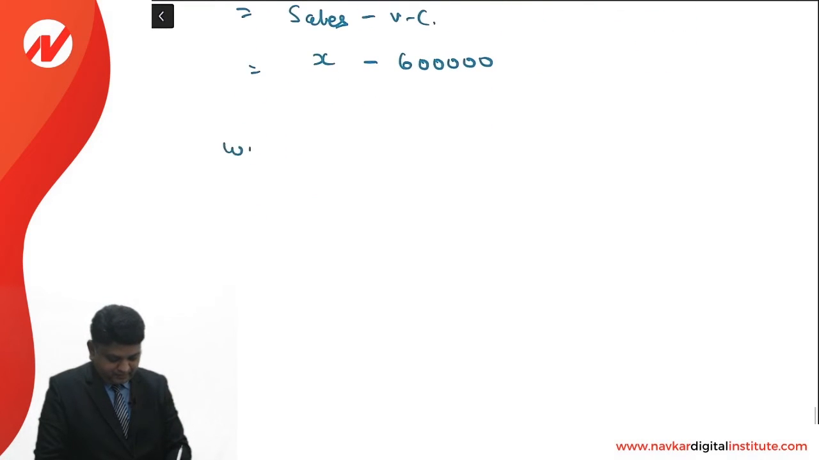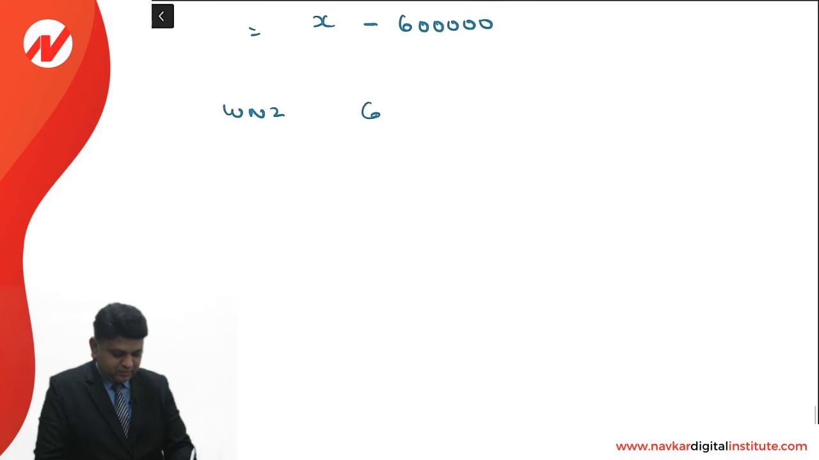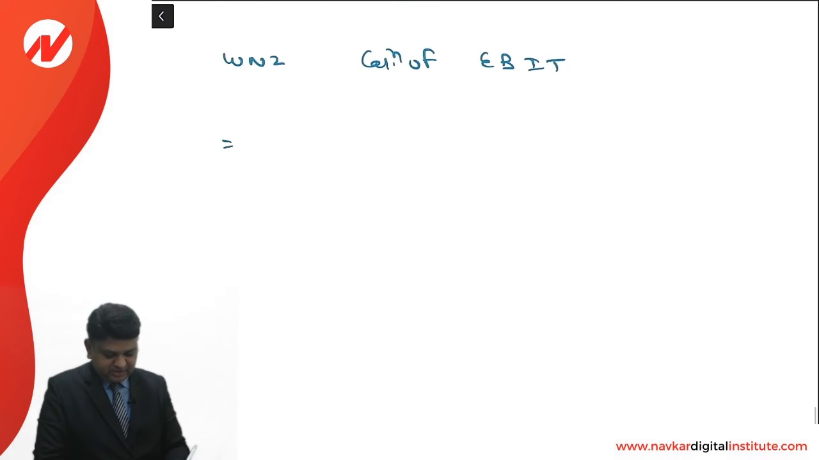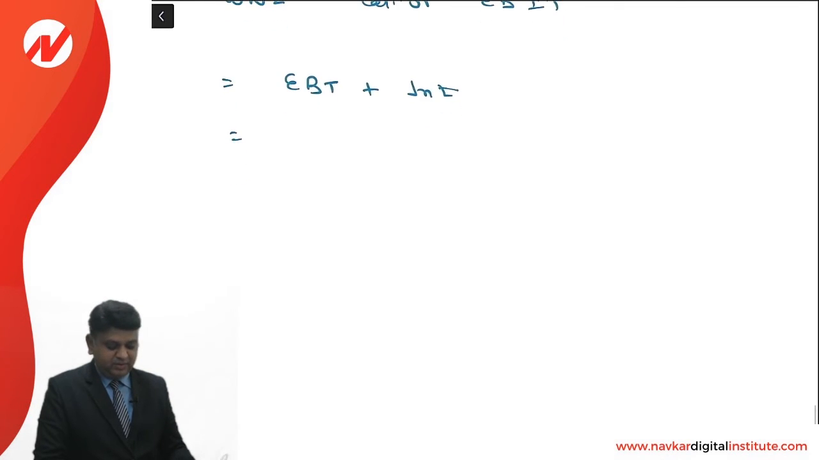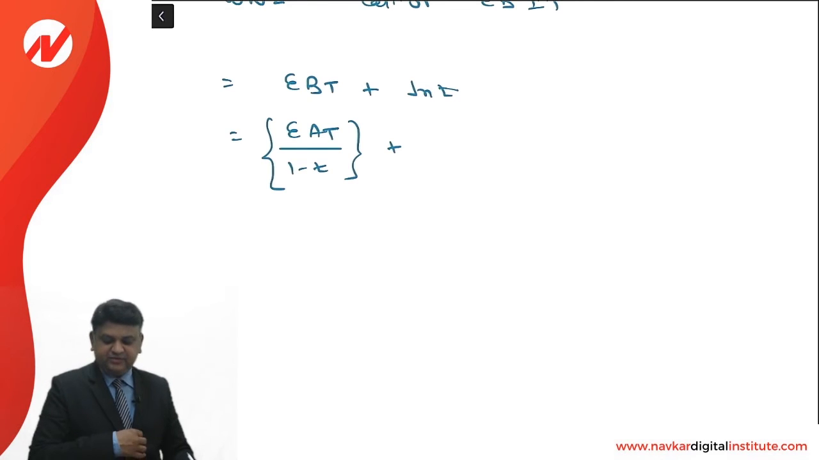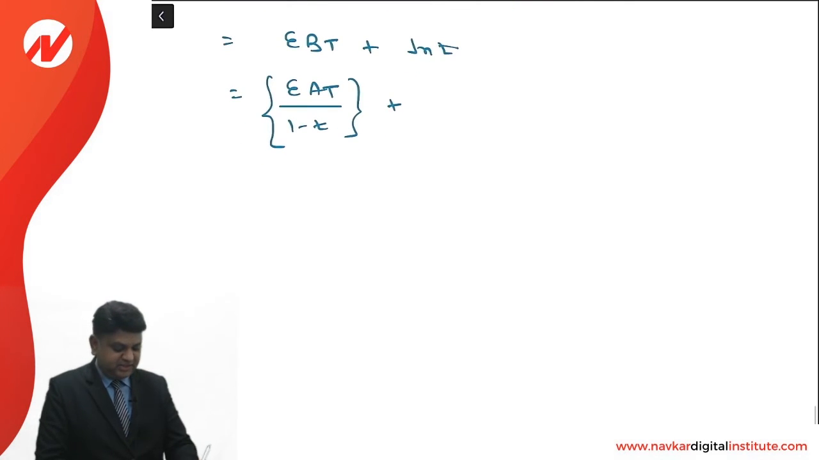Working note number 2. Calculation of earning before interest and taxes. This is going to be slightly important, friends. It is calculated as earning before taxes plus interest. This is the way it is found. EBT is found as earning after taxes divided by 1 minus tax rate, plus interest. We have been given that we have issued 3 lakh rupees of the debentures which carries a rate of interest of 10%.